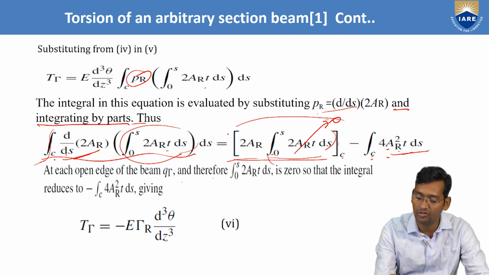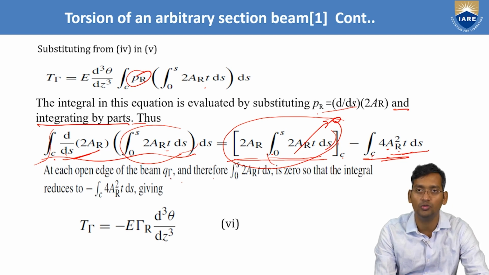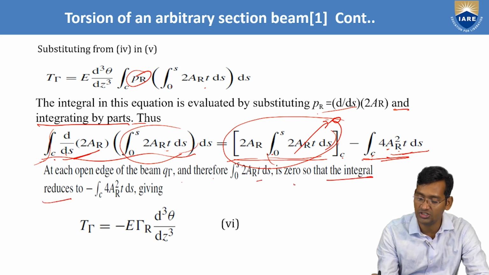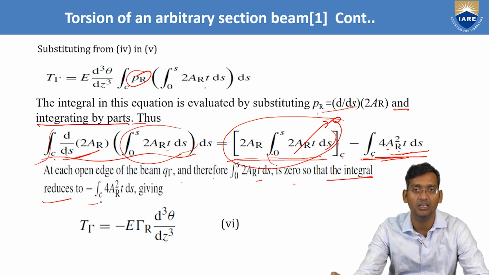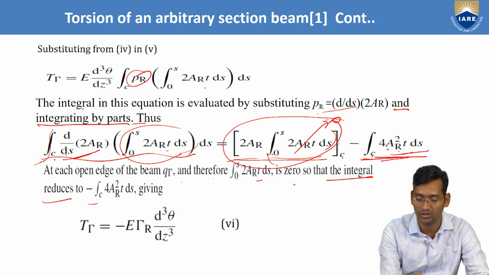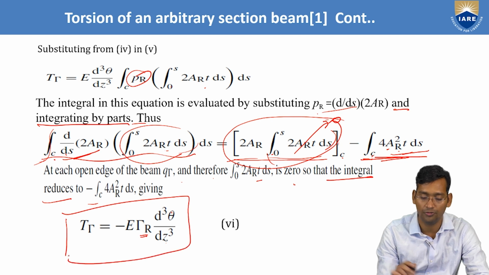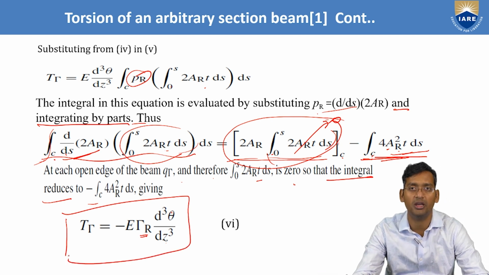So this whole term will be 0, meaning only this term is left. At each open end of the beam q tau is 0, and therefore the integral from 0 to s of 2Ar t ds is 0, so the integral reduces to this term only, that is minus c 4A square r t ds, giving E d q theta by dz q tau r. So finally we have that T tau equals minus E tau r d q theta by dz q.